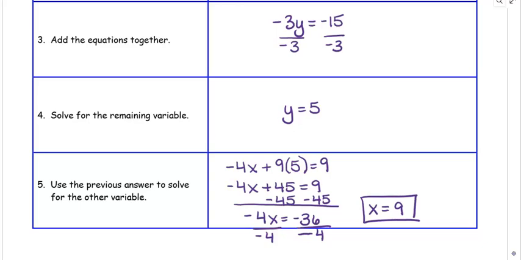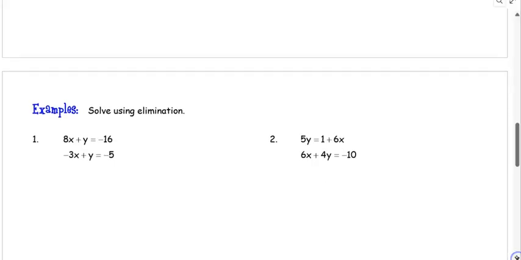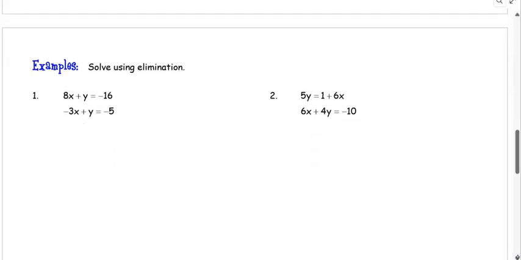So I've got x equals 9, I've got y is equal to 5, and I've solved that system of equations. Now this front side guides you step by step exactly what you're supposed to do. Let's put those steps together as we take a look at some examples on the back side.